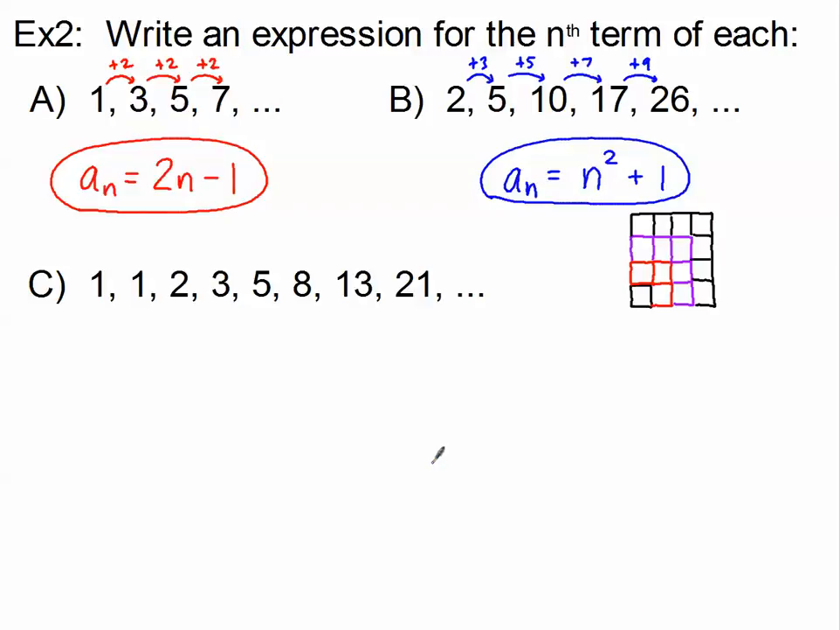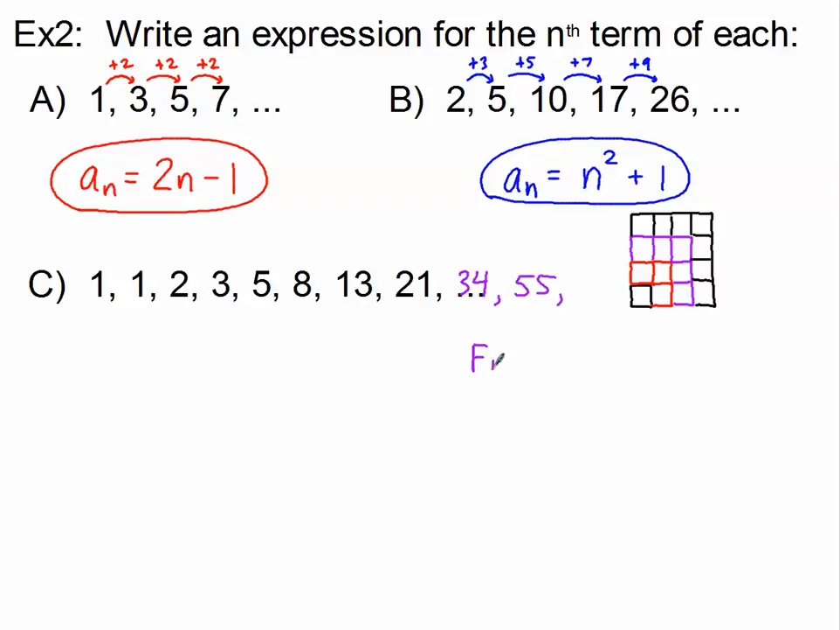So thanks for trying that, and I hope that you had success. Each term in this sequence is found by adding the previous two terms. So this 5 comes from the 2 plus the 3, and this 13 comes from the 5 plus the 8. So my next term must be 13 plus 21, which is 34. And my next term would be 21 plus 34, which would be 55, and so on and so forth.